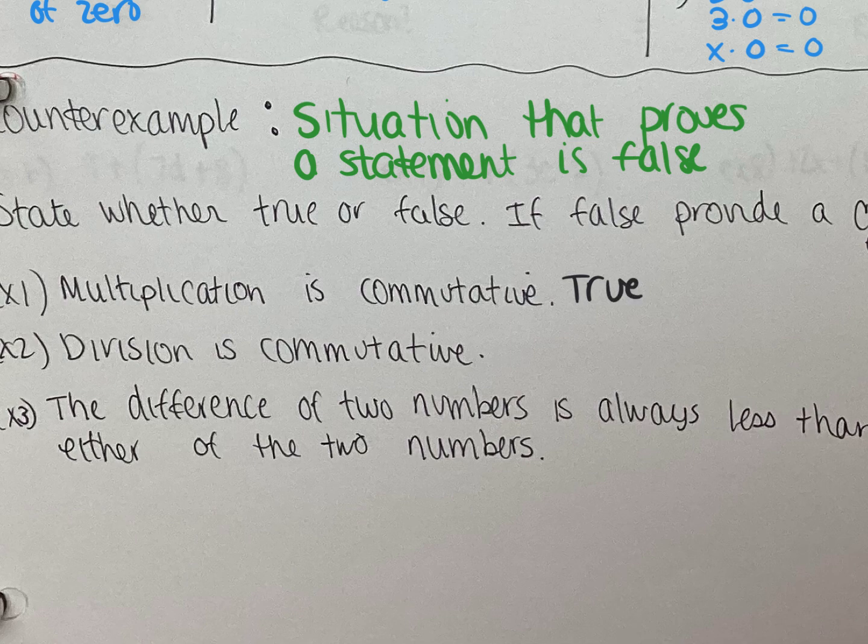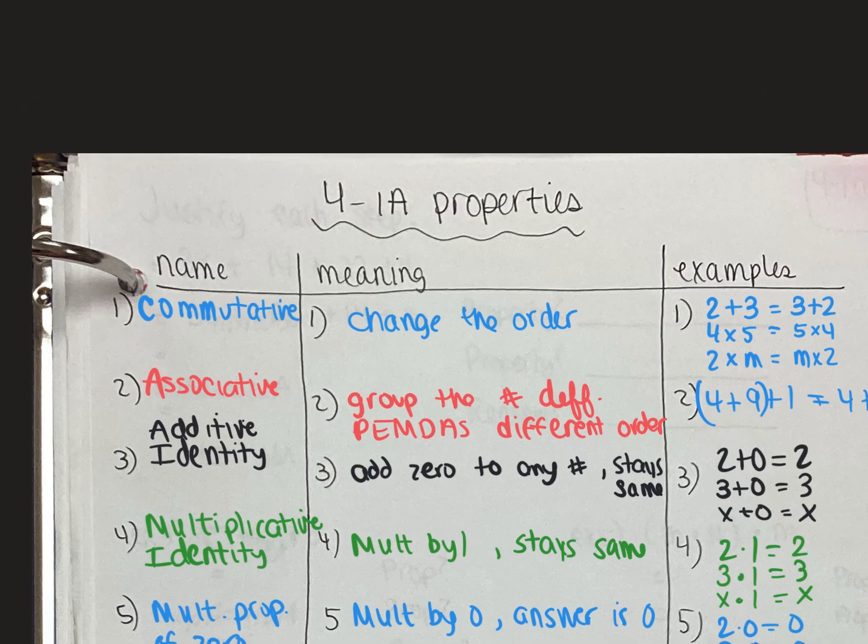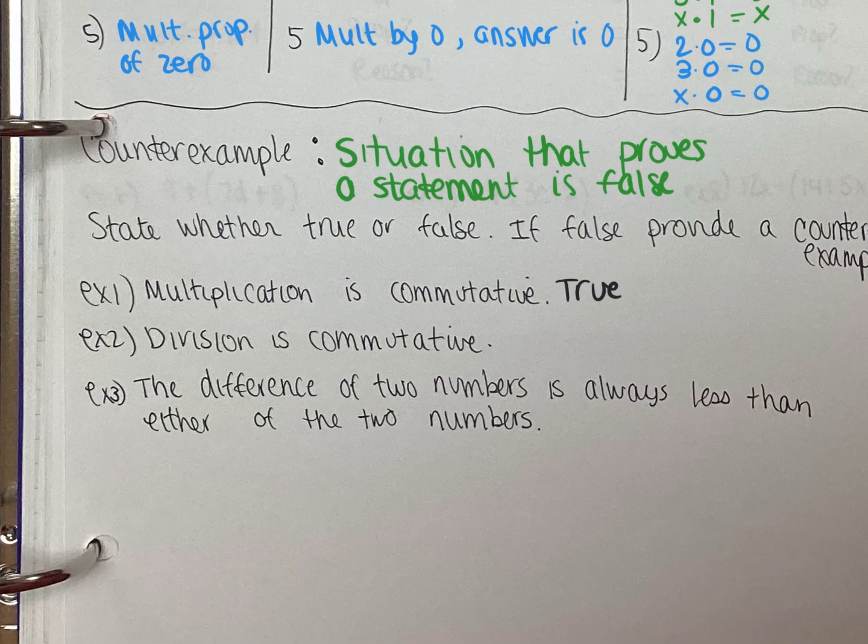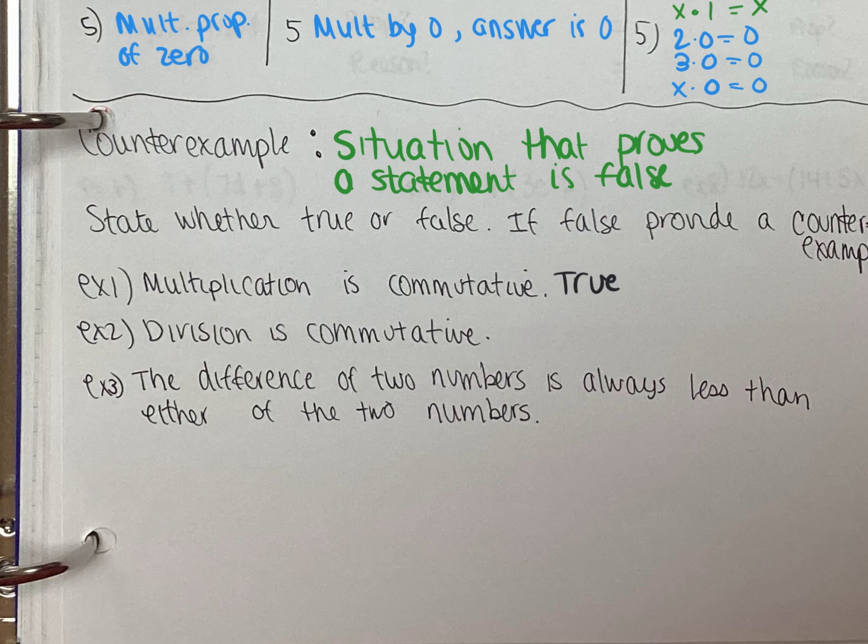Division is commutative. Well, commutative means I can change the order. Whoever is first is second, and whoever is second is now first. So I'm feeling like that's not going to be true.